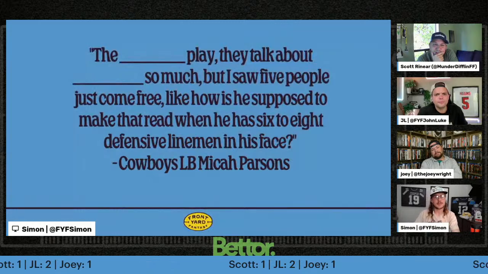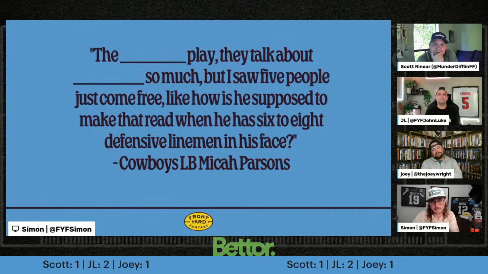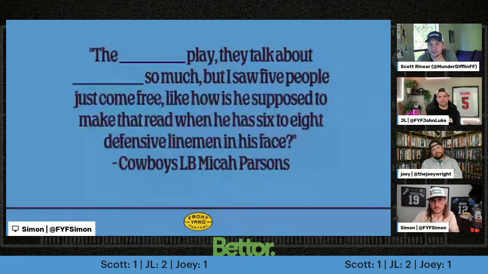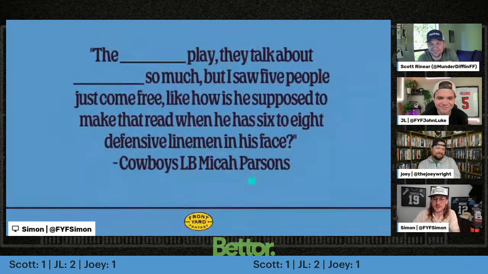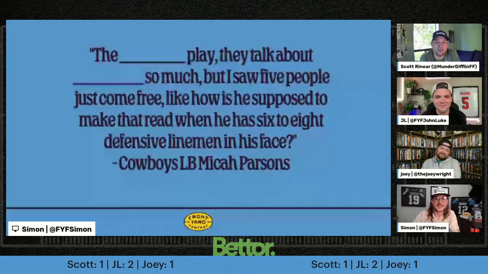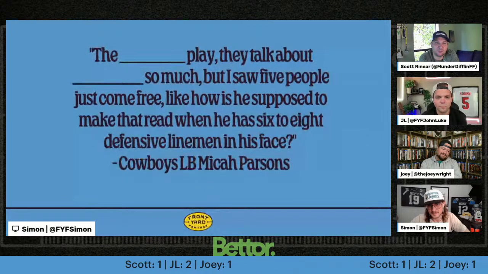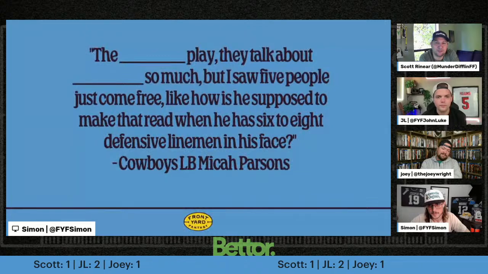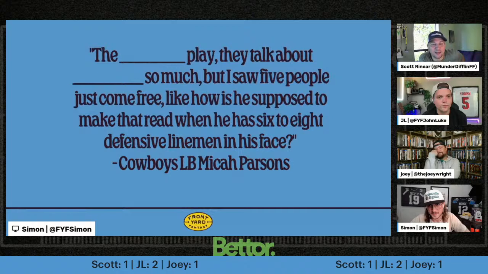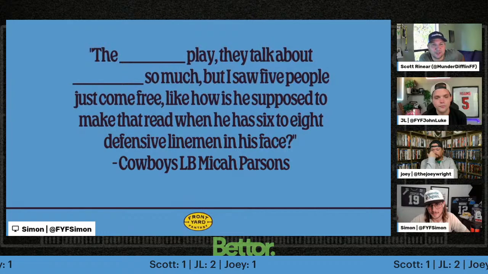It's the same name in both of those blanks. I have no idea. Can I see the multiple choice options? For a different question, sure. Does this help? Herbert. No, okay. Big play. They talk about... so I saw 5 people come free. Like, how are we supposed to make that read? Is this when we get to steal? Oh god, it's somewhere in my brain. I don't think I'm gonna get it, so I'll probably just guess somebody.